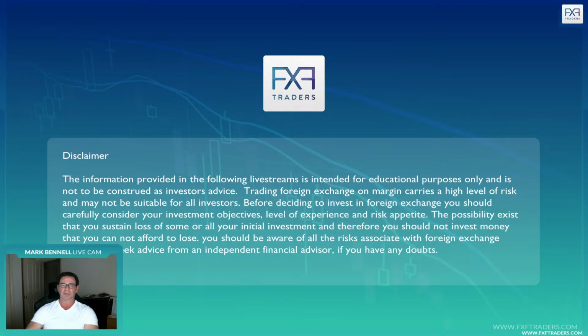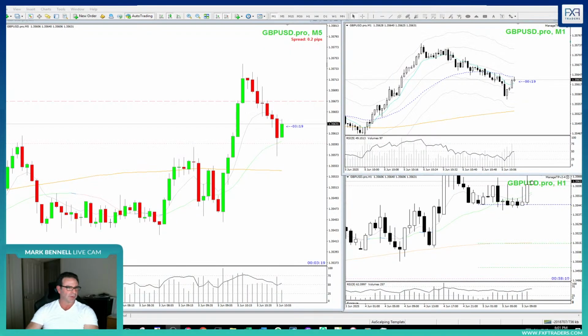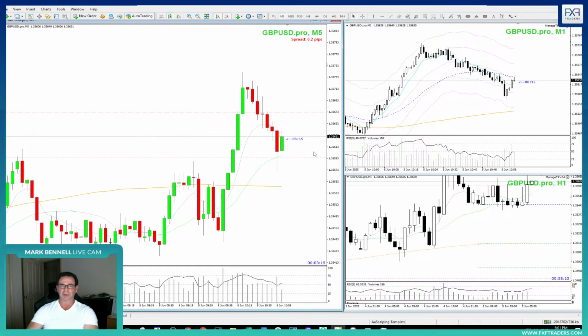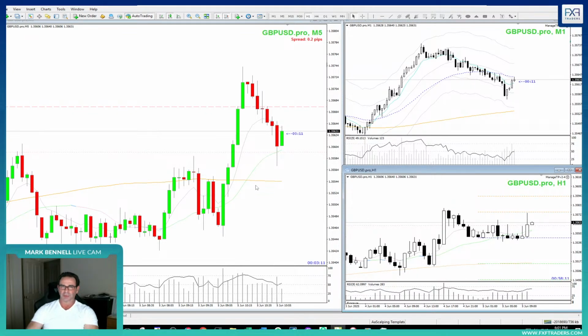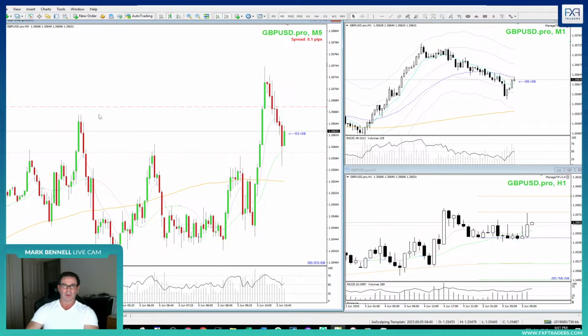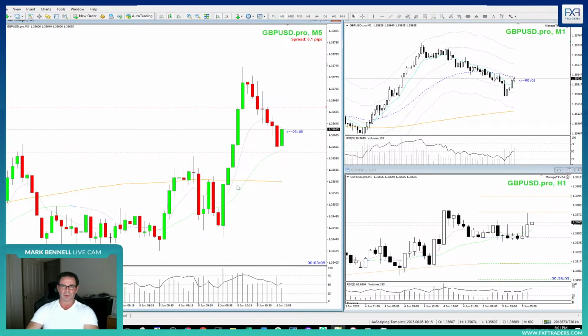Alright, let's jump in, folks. Before we start though, I'm just going to show you this one that just occurred. Pound dollar. Nice push up through resistance here. These are the ones we looked for. Look, a bit climactic.